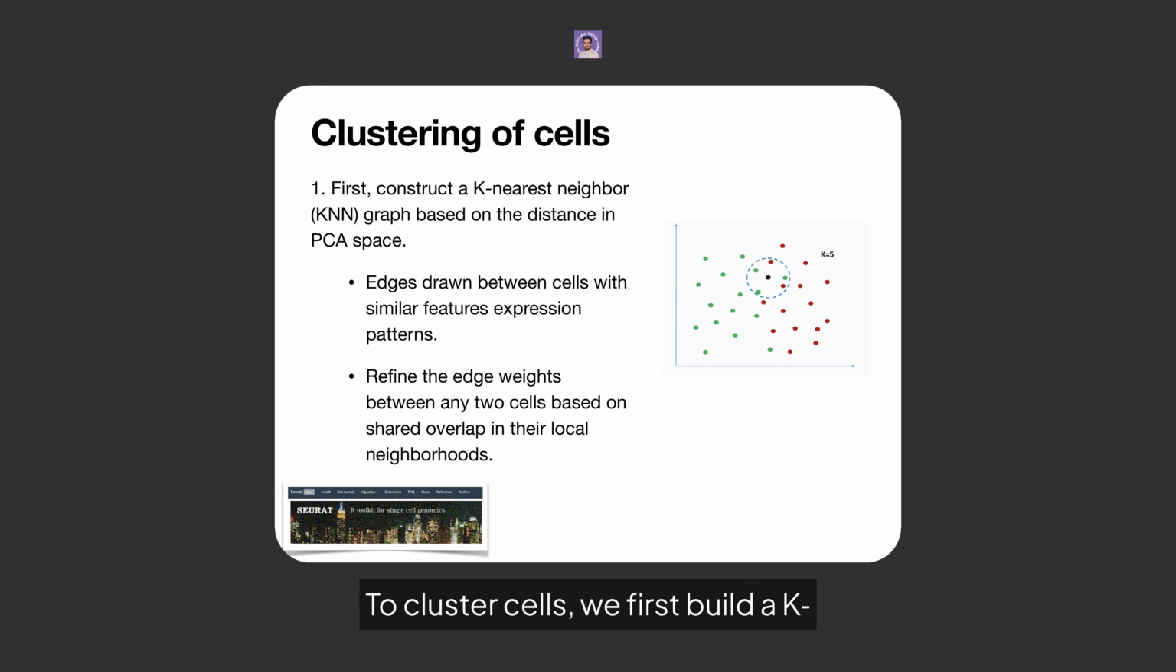To cluster cells, we first build a k-nearest neighbor graph in PCA space. Edges connect cells with similar expression profiles, and edge weights are refined based on shared neighborhoods. Community detection on this graph then yields robust, data-driven cell clusters.